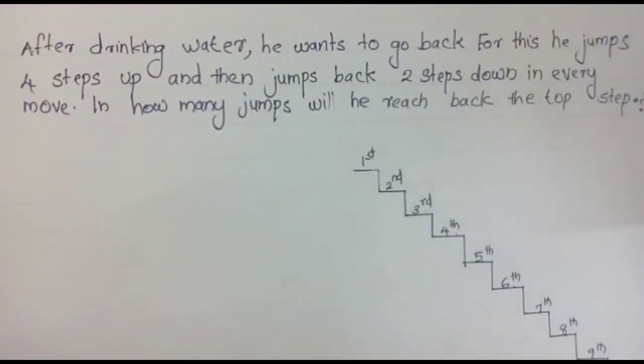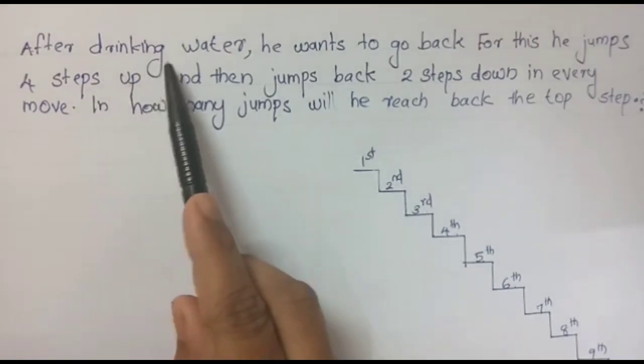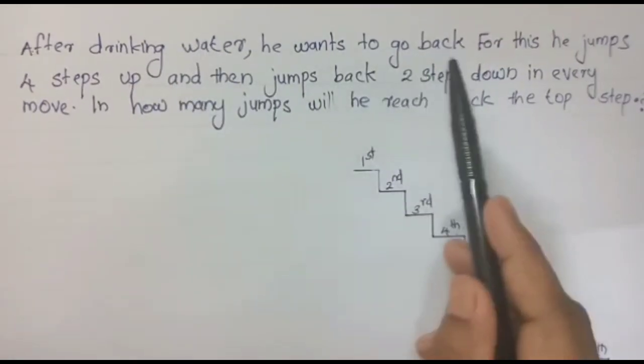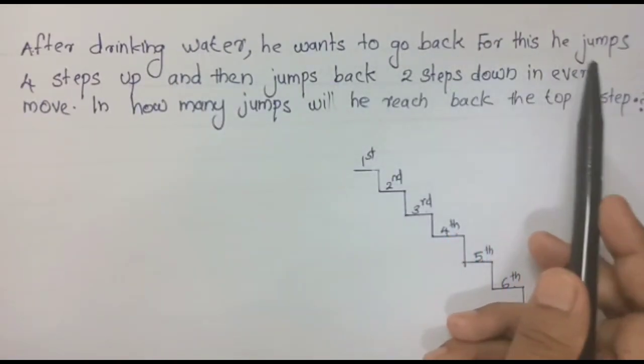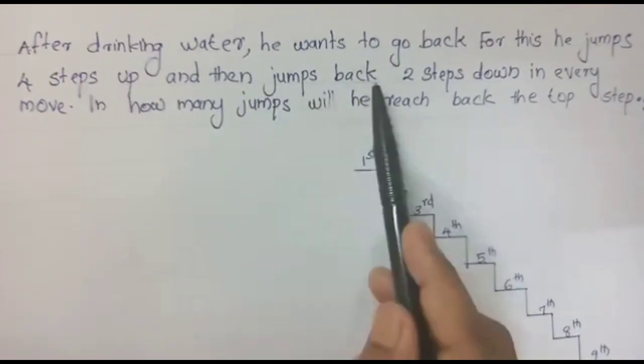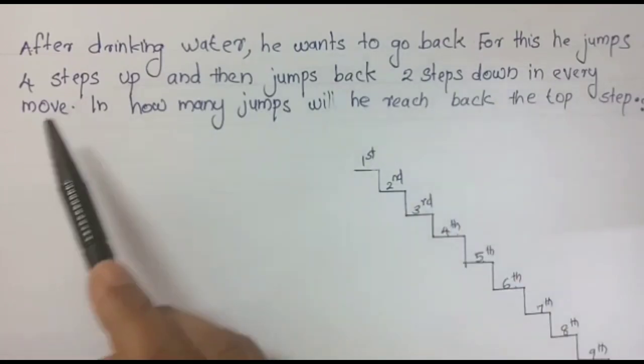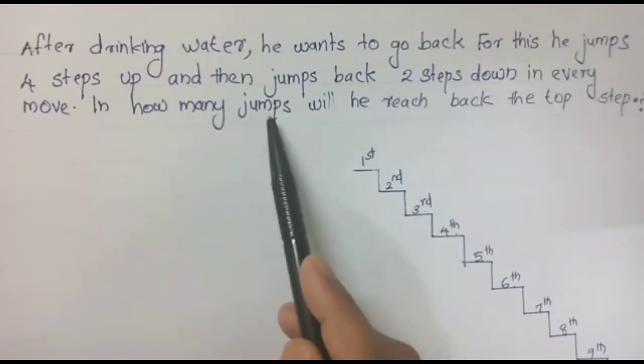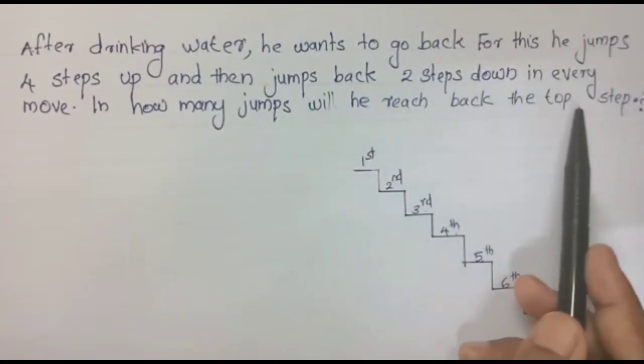Now we will move to the second part of the question. After drinking water, he wants to go back. For this, he jumps 4 steps up and then jumps back 2 steps down in every move. In how many jumps will he reach back the top step?